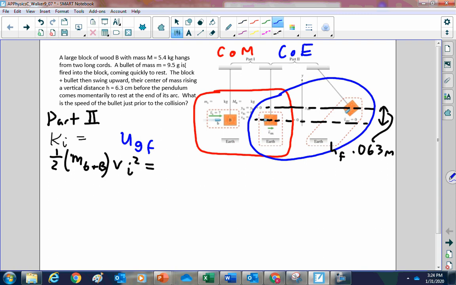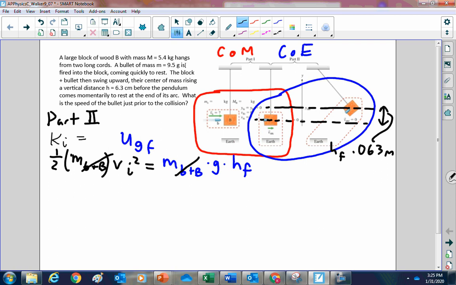Now, this is the initial velocity, but I'm really talking about the velocity at the beginning of the swing. And then this is going to be the mass of bullet plus block times g times the final height. So this is going to let me solve for the initial velocity, but that's really following the collision. I could plug in the masses, but they really cancel out, so I'm going to cross those off.